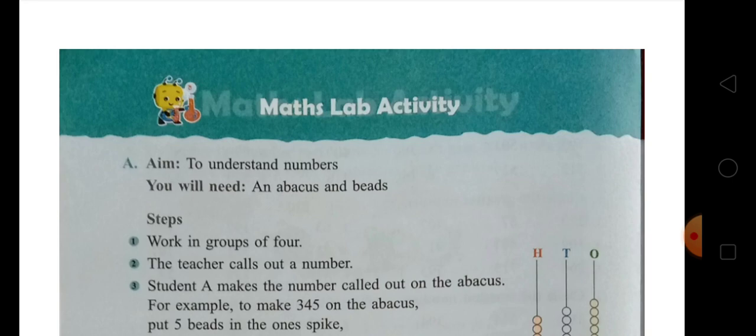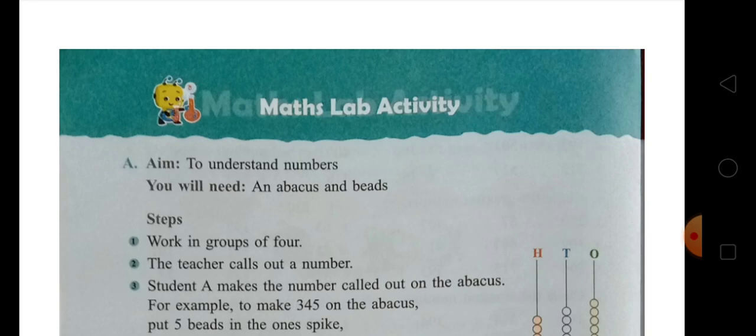Now you have to come on to understand numbers. That is the activity of chapter 5 that you learned last day, numbers up to 999. Let's start. Firstly, M: to understand numbers. That means for understanding numbers you have to do this activity. You can understand numbers from this activity easily. You will need an abacus and beads.